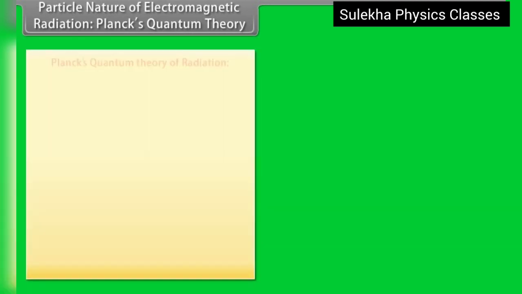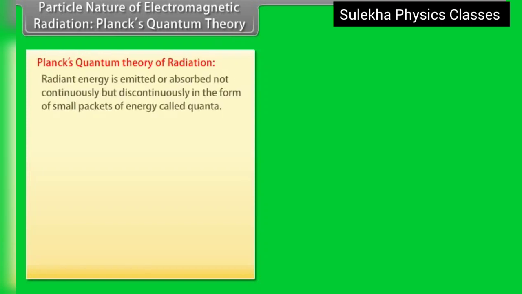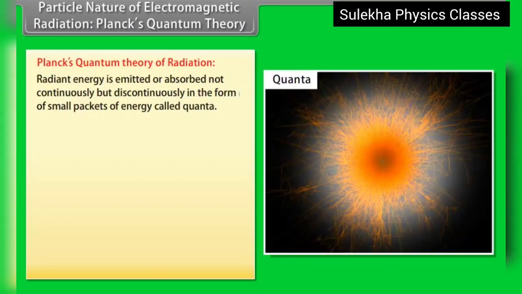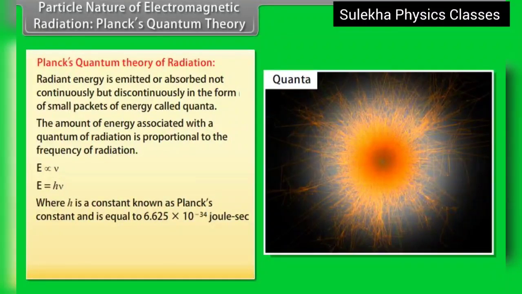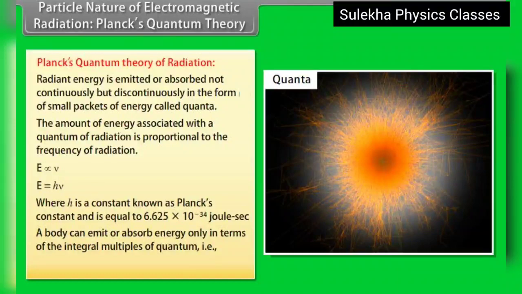Particle nature of electromagnetic radiation. Planck's quantum theory of radiation: radiant energy is emitted or absorbed not continuously but discontinuously in the form of small packets of energy called quanta. The amount of energy associated with a quantum of radiation is proportional to the frequency of radiation, E = h nu, where h is a constant known as Planck's constant and is equal to 6.625 × 10^-34 joule second. A body can emit or absorb energy only in terms of integral multiples of a quantum, that is, E = n h nu, where n = 1, 2, 3, 4, etc.